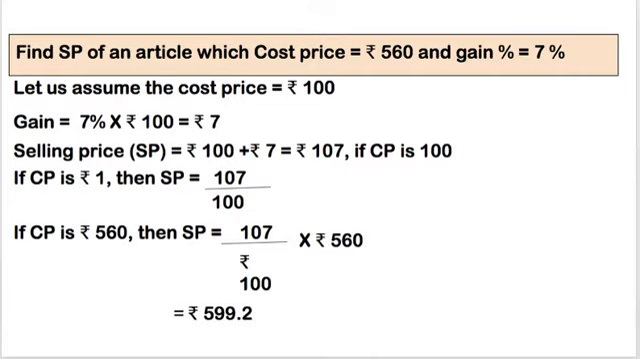Now going by the unitary method, if cost price is 100, selling price is 107, that means if my cost price is 1, how much will be my selling price? It will be 107 divided by 100. Now my cost price given is 560, so my selling price will be 107 divided by 100 into 560. So you will get the direct selling price.